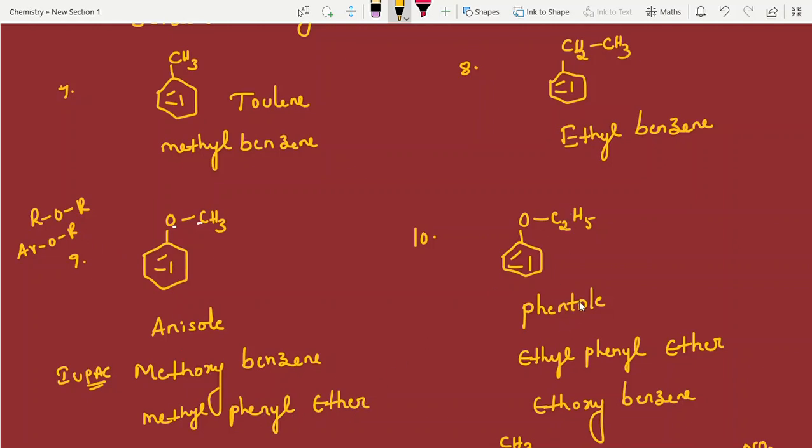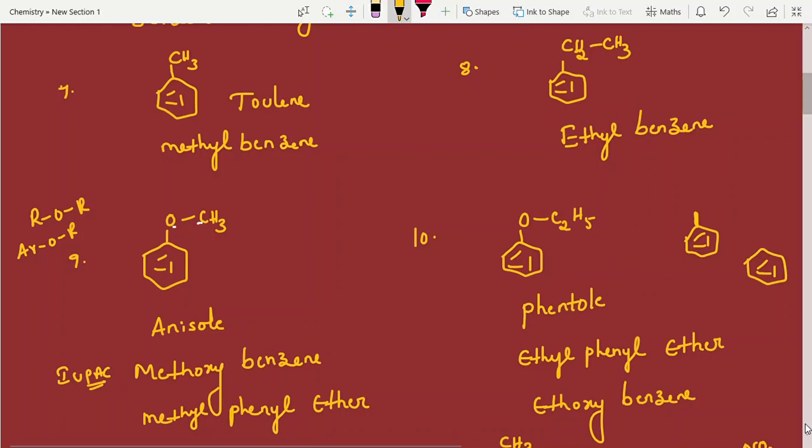Next, the common name is phenetole. This is ethyl phenyl ether. This is the phenyl group. Okay, that's one. This is the phenyl linkage. If it is only a benzene ring, we call it benzene, but if it has a substituent like this linkage, we call it phenyl. So ethyl phenyl ether, or else we call it ethoxybenzene.